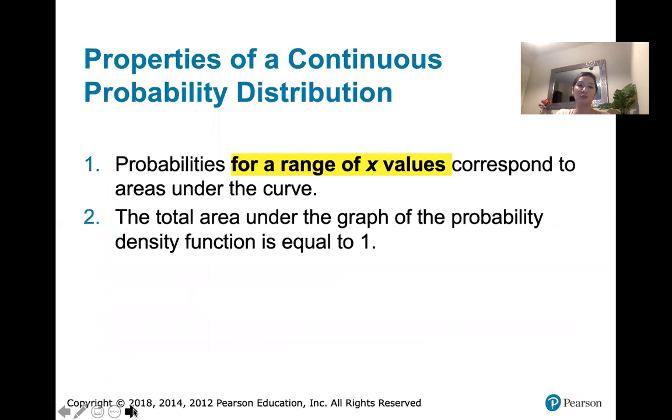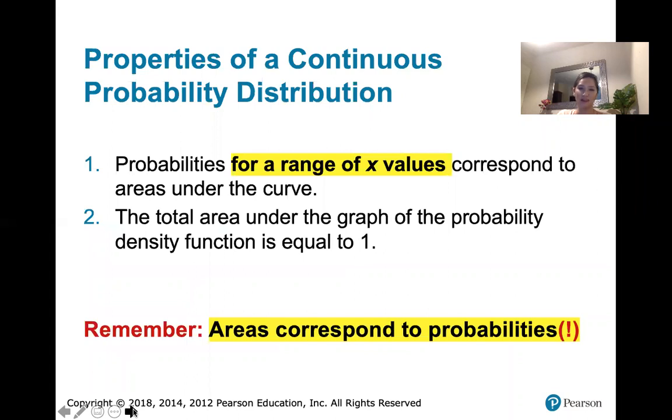Now, the standard normal distribution, which is the subject of this section, is a special continuous probability distribution. It's a normal distribution with a mean of 0 and a standard deviation of 1. But remember, areas correspond to probabilities. So if you're asked for the probability that z is in a certain range, they're asking you for the area under that curve.